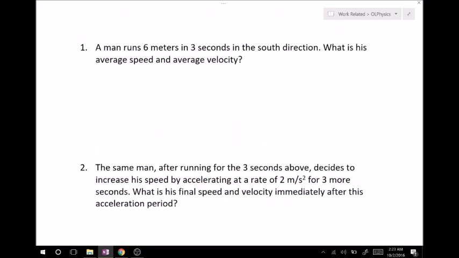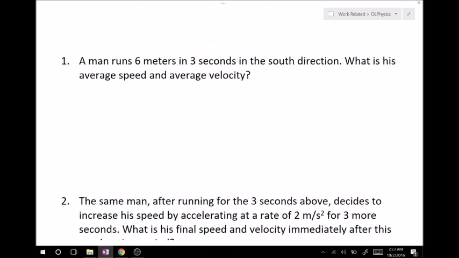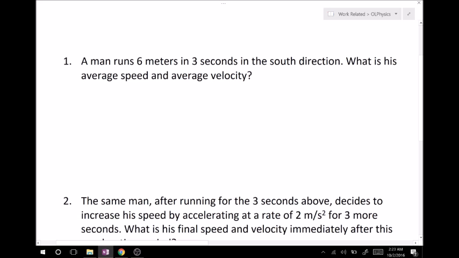The first one that we have here is a man runs 6 meters in 3 seconds in the south direction. What is his average speed and average velocity? These are really easy to do. You probably already know the equation that you can use, but I'm going to try a simple, systematic approach to solving these problems. The first thing I want to do is write down what I'm trying to solve. I'm solving for average speed, and we're also solving for average velocity. They're going to end up being really similar.